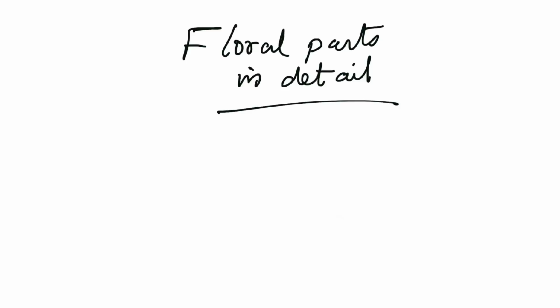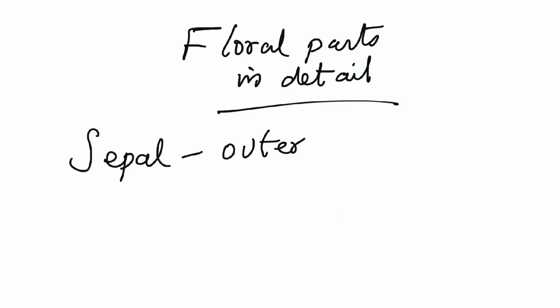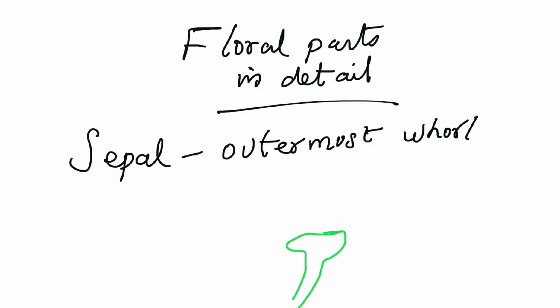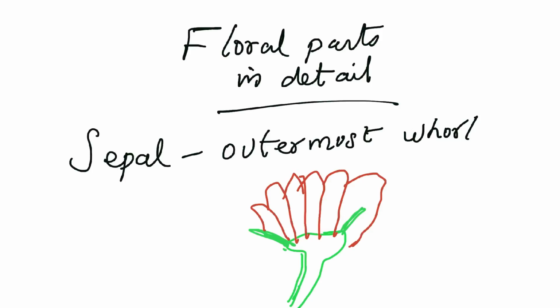In this video, let's look at the floral parts in detail. It's a continuation of the former video, which is dealing with the flower morphology, and of course we started with sepals. So sepals, as far as a flower is concerned, is the outermost wall. That means it's the outermost floral organ, and usually it's green colored.